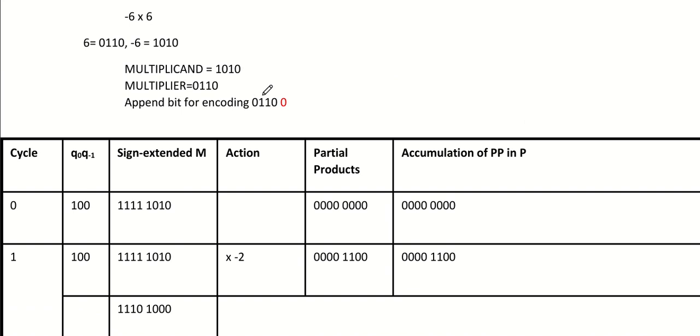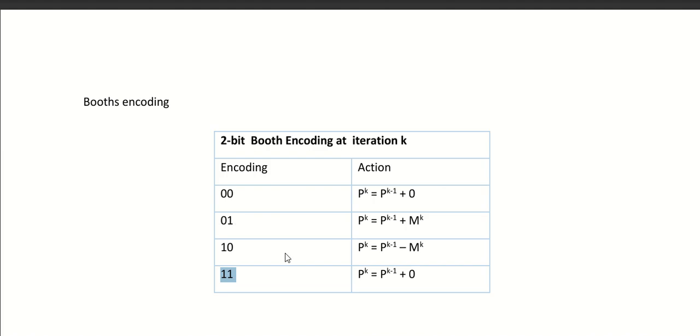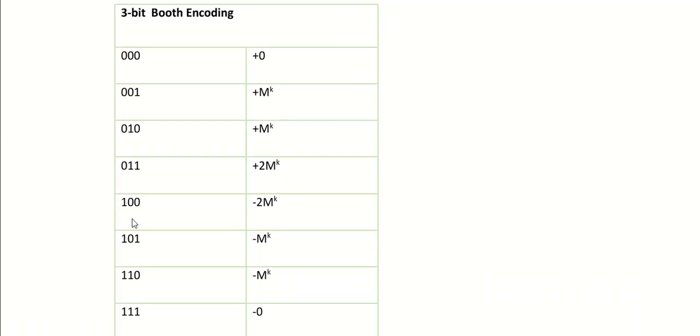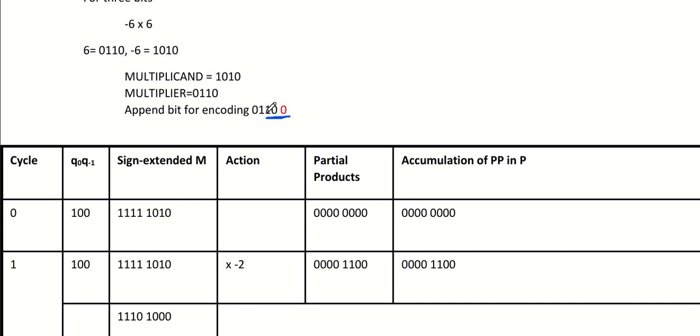You convert and you realize that your multiplicand is 1010, because I'm still doing the previous one, and my multiplier is 0110. So I append the zero, but this time I take the first three bits, and I go and check the encoding table. The encoding table is this one, as you can see. It says when it is 100, you have to multiply by -2 and add it. So that's what you are going to do. The first three bits we consider is 100, so you are going to multiply this by -2.